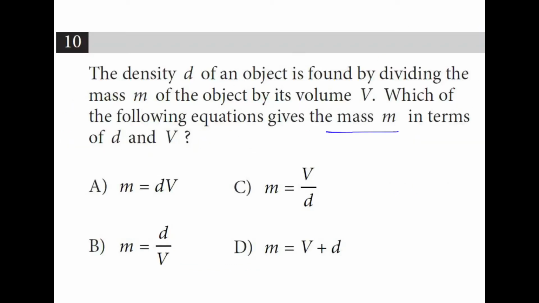Which of the following gives mass in terms of the other variable? So d is equal to m over v. If I multiply both sides by v, this cancels out, and I'm left with vd is equal to m.